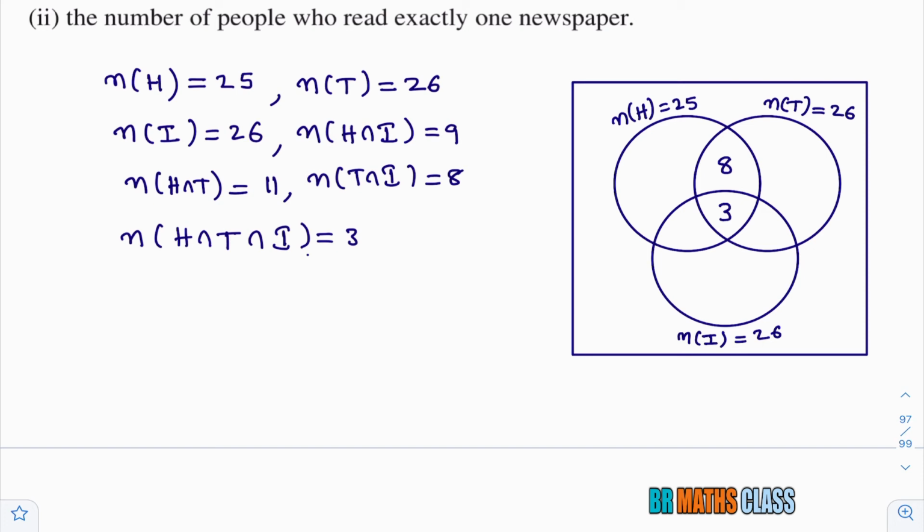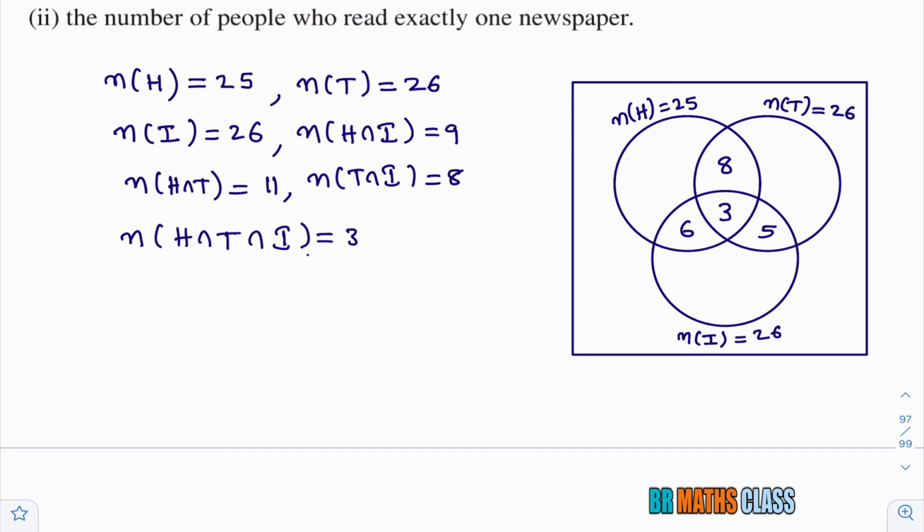Now what is this part? This part is T intersection I. You look here, T intersection I is 8. As this is 3, so this will be 5. So I'll write 5 here. Okay. Now you observe what is this part. This is H intersection I. H intersection I is given as 9. As already this is 3, this part is 6.